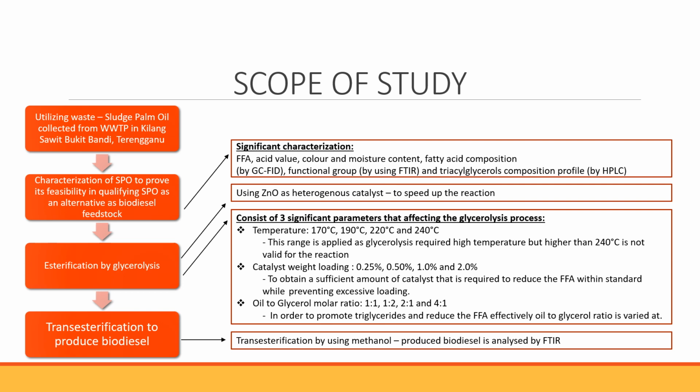also triglyceride composition profile. And then we would do the esterification, where we will employ zinc oxide as a heterogeneous catalyst. This is to speed up the reaction. It consists of three significant parameters that affect the glycolysis process, like I said before. And then transesterification to produce the biodiesel.